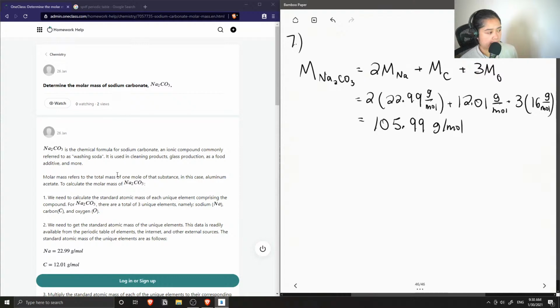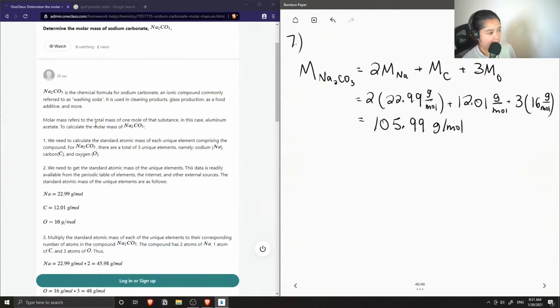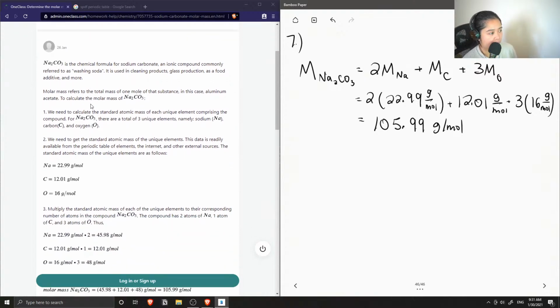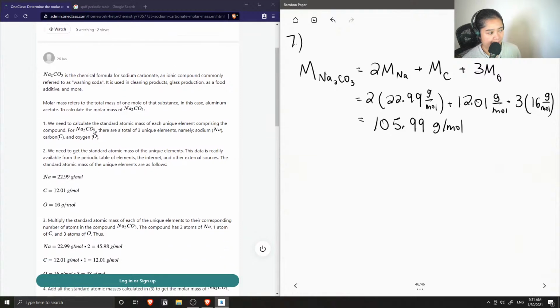Okay, so the junior tutor said that sodium carbonate is the chemical formula, and an ionic compound commonly referred to as washing soda. It is used in cleaning products, glass production, as a food additive, and more. Molar mass refers to the total mass of 1 mole of that substance, and in this case, aluminum acetate. I think they mean sodium carbonate.